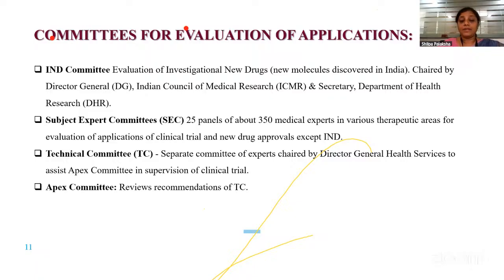Then the subject expert committee has 25 panels and around 350 medical experts from various therapeutic areas, for the evaluation of clinical trial applications and new drug approvals, except the IND. Then the technical committee is a separate committee of experts, chaired by the Director General, which assists the Apex committee. The Apex committee first reviews and recommends whatever changes are required in the whole process of the trial.